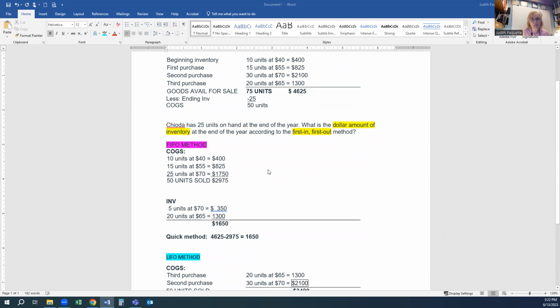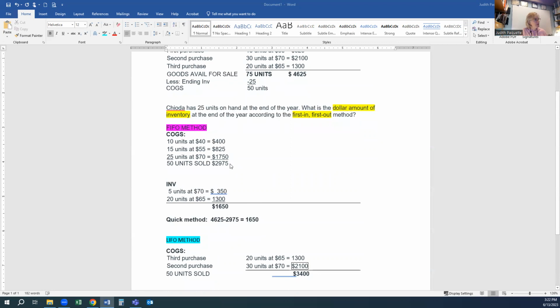But I said to everybody here today, we're going to do it the long way. So the FIFO method only applies to cost of goods sold. So first in, first out. We have to add up to 50 units. So we go back to the first purchase, 10 at $40. Second purchase, 15 at 55. And then we only have to go into the third cost layer for 25 units at 70, for a total of 2,975. For ending inventory, we have 25 units. We still have 5 units left in this cost layer at 70. Then we have 20 at 65. And that gives you your ending inventory.